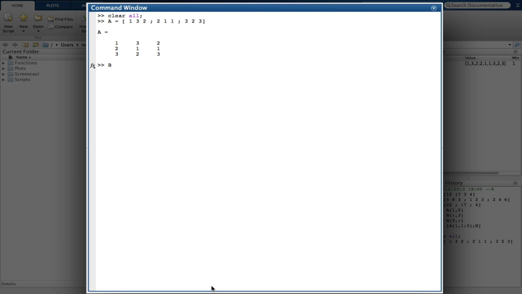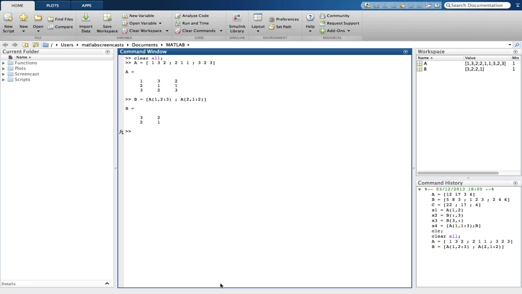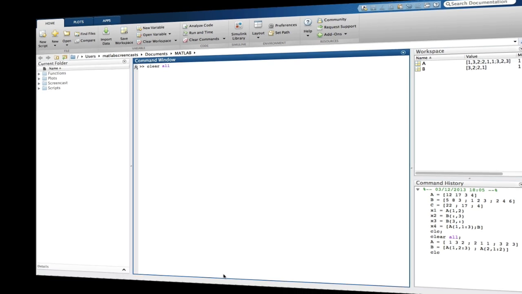Creating the first row of matrix B starts by noting the first row, second to third columns of A. The second row of B therefore consists of row 2, columns 1 to 2. You can see that this returns the matrix we were asked for. Again, we use the CLC and clear all commands, so there is no confusion before we start the next question.